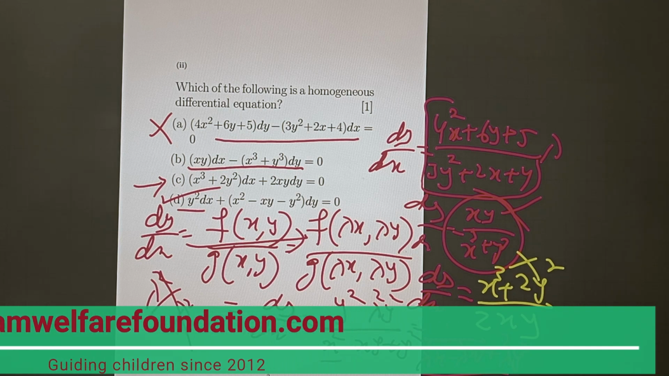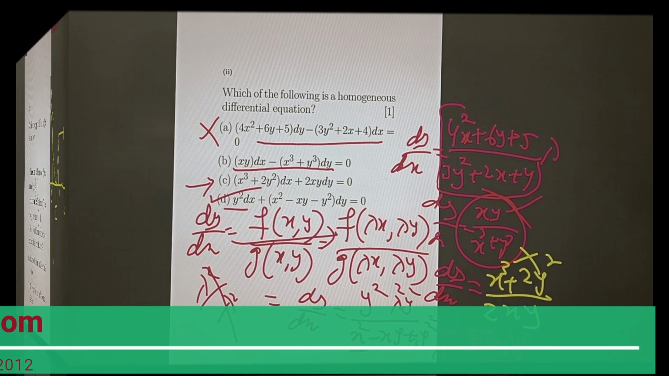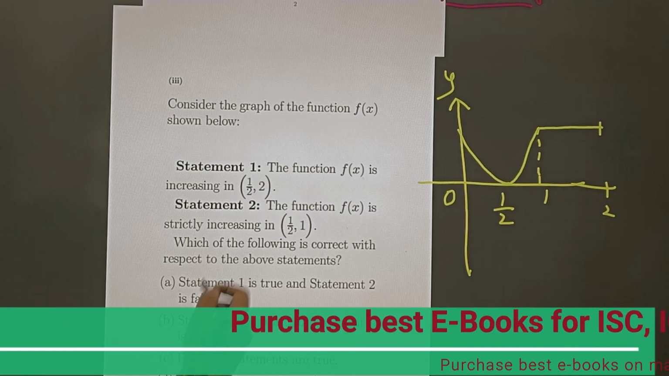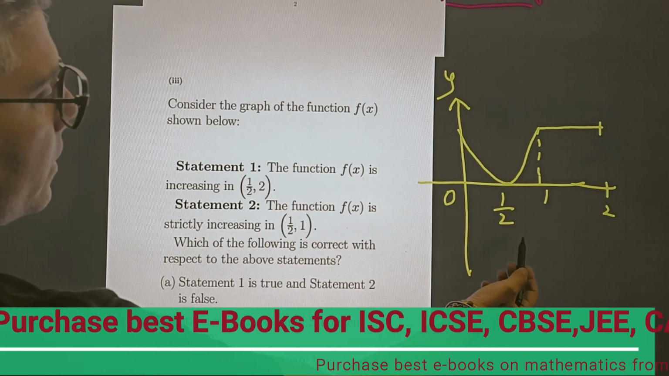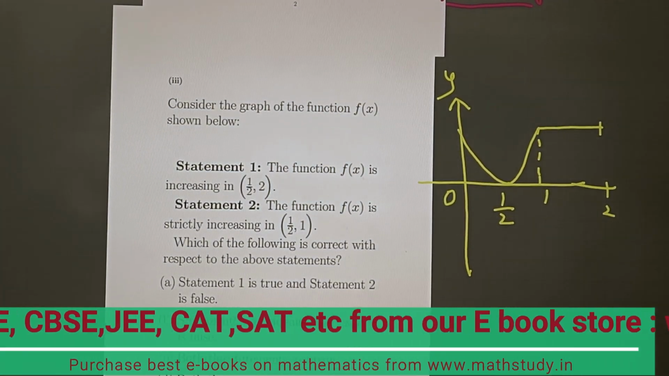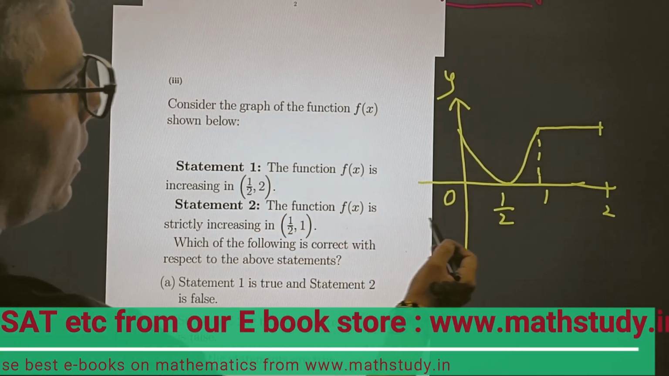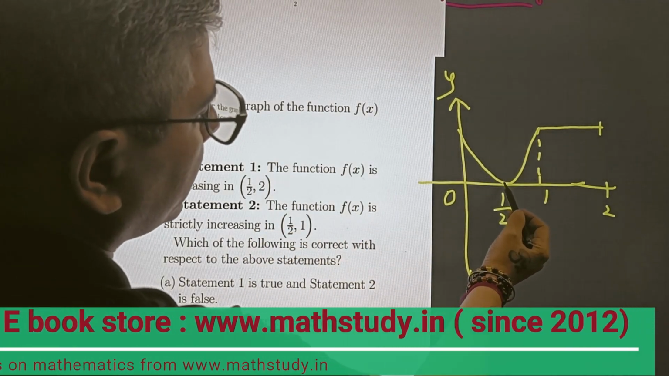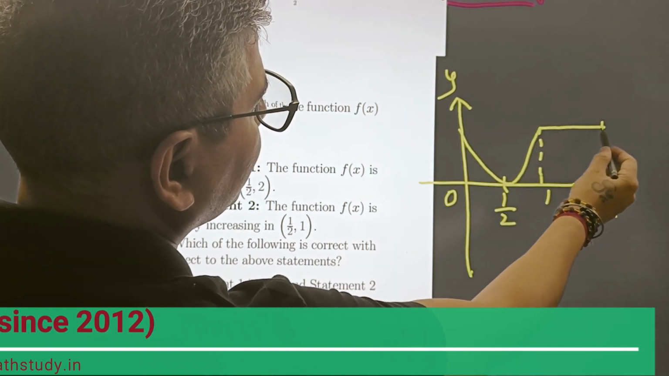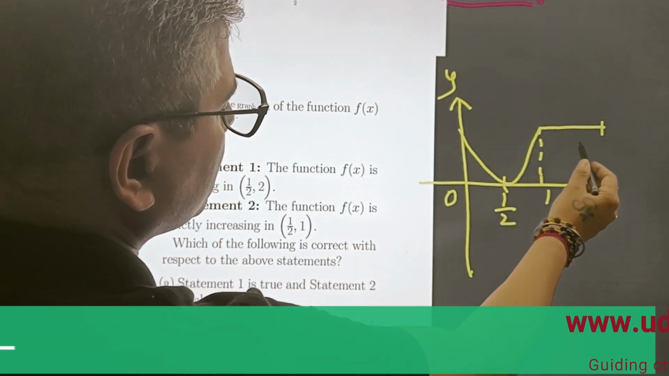Now let's move towards the third part of the first question. Here it states, consider the function f(x) as shown in this particular graph. Statement 1: the function f(x) is increasing in (1/2, 2). Here we can easily see that the function increases from 1/2 to 1. After that it is not increasing. So this is the point of inflection, you can say.